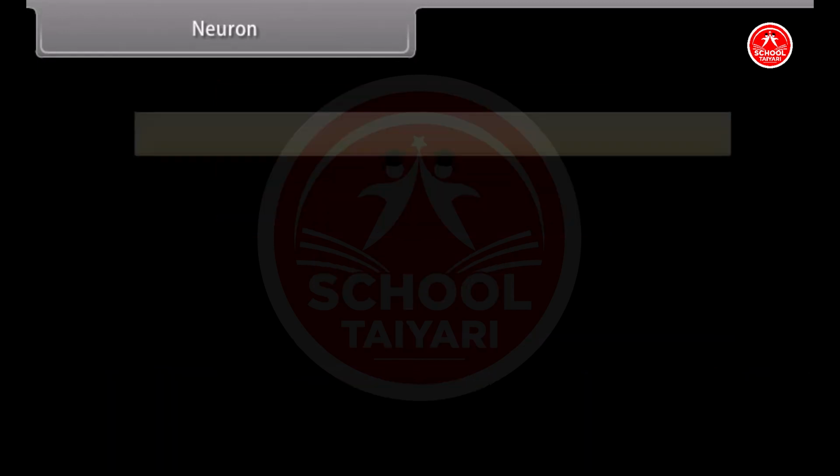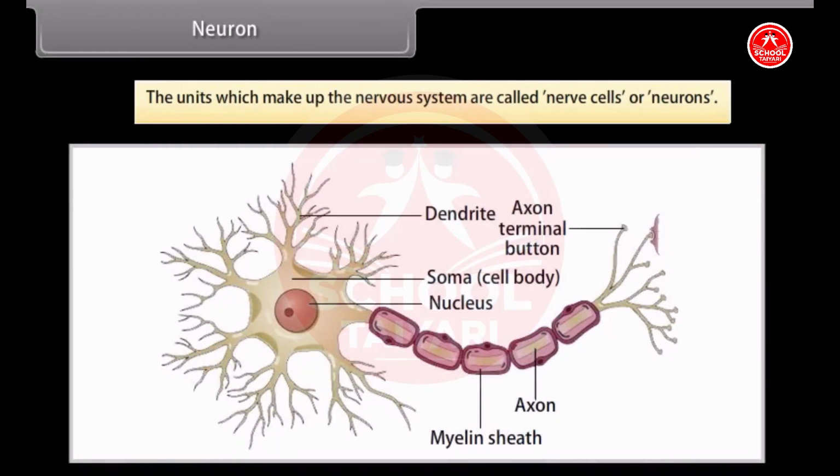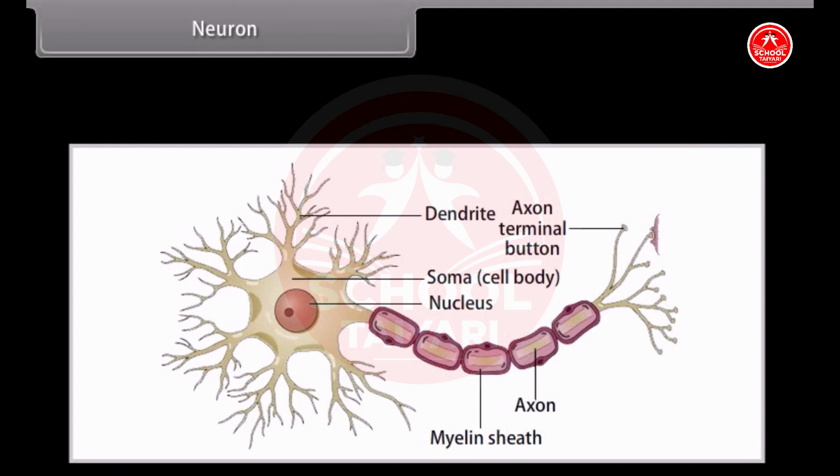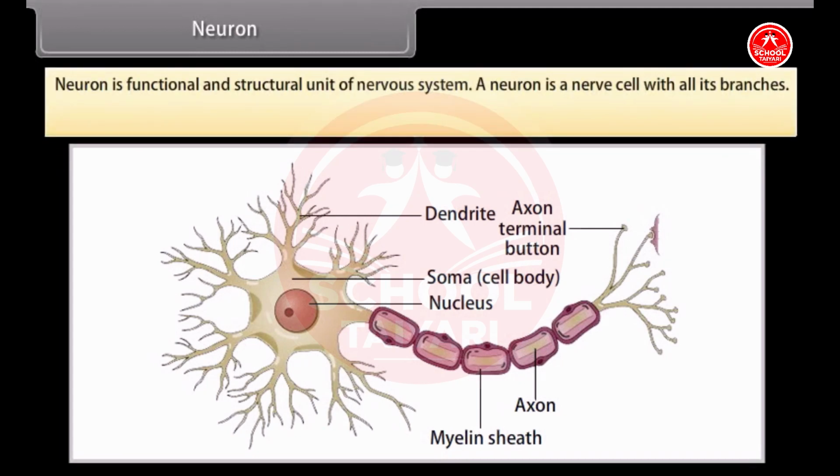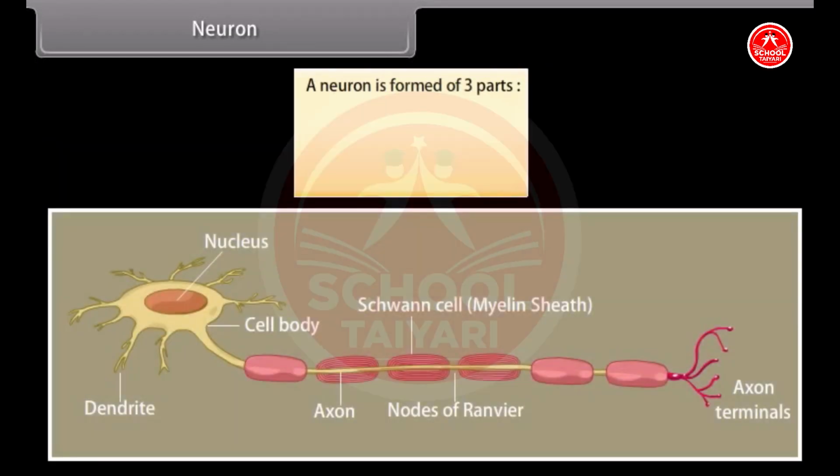Neuron. The units which make up the nervous system are called nerve cells or neurons. Neuron is a functional and structural unit of nervous system. A neuron is a nerve cell with all its branches. Neuron is the longest cell in the human body and is about 100 centimeter long. A neuron is formed of 3 parts: cyton, dendrites, axon.